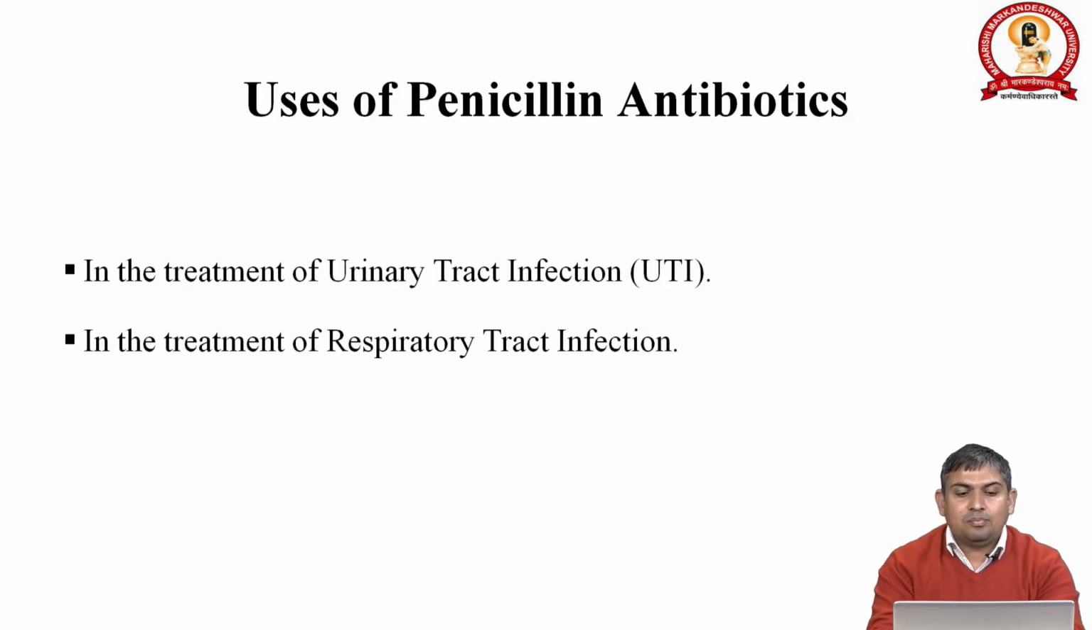The general uses of penicillin antibiotics: being a broad spectrum antibiotic, the penicillin class is used for the treatment of multiple types of infections in the human body. The common uses are for the treatment of urinary tract infection as well as for the treatment of respiratory tract infection. Thank you.